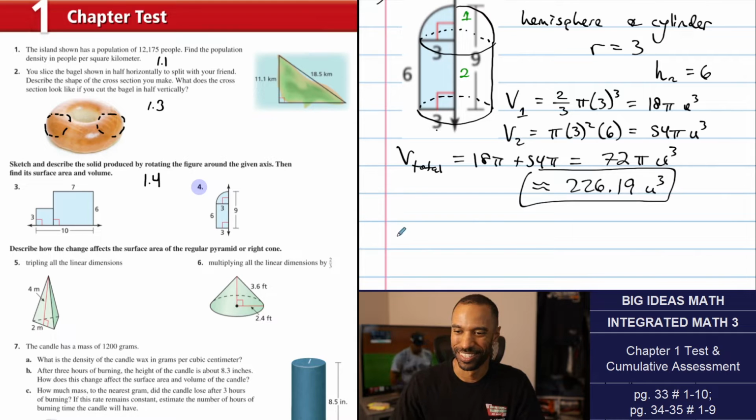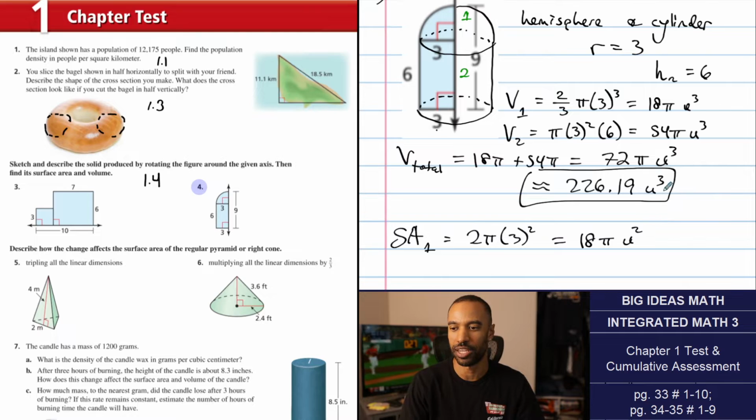Surface area. Surface area of object 1. Now here's the thing. It's just the top hemisphere. The circle is covered, right? That bottom circle is covered. So I just need the 2 pi r squared. So 2 pi times 3 squared. 3 squared is 9, times 2 is 18. We also get 18 pi here, but it's square units, not cubic.